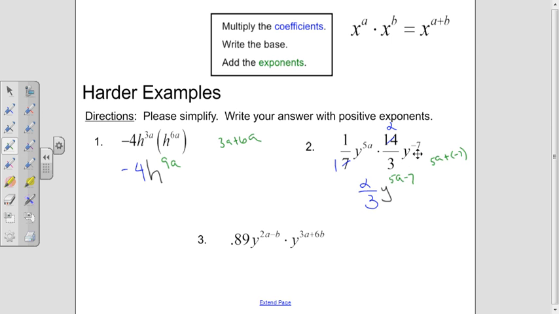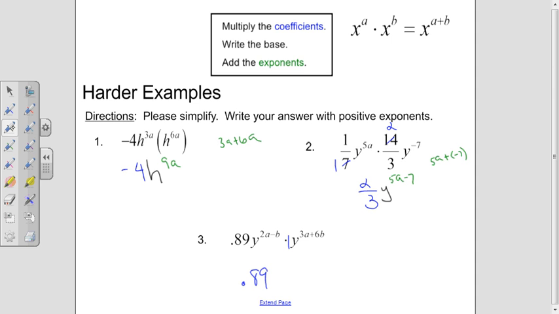Okay? And in this last example, we have 0.89 y to the 2a minus b times y to the 3a plus 6b. Okay, I'm just going to continue to move through this idea up in this box, which manifests this property and applies it here. So I will multiply our coefficients, which is 0.89 times 1, so it's just 0.89.